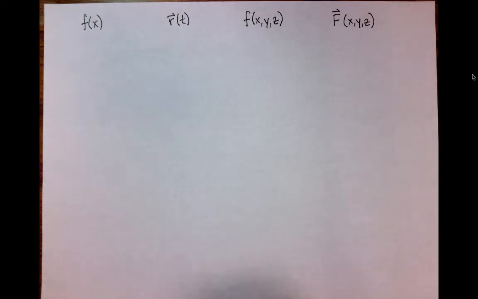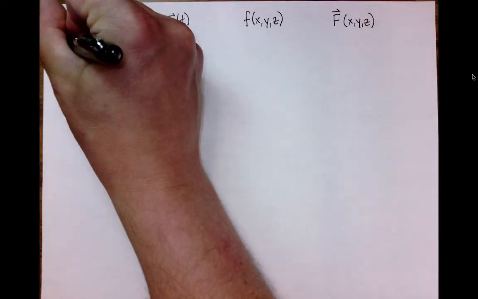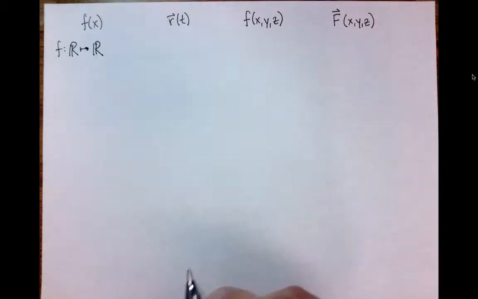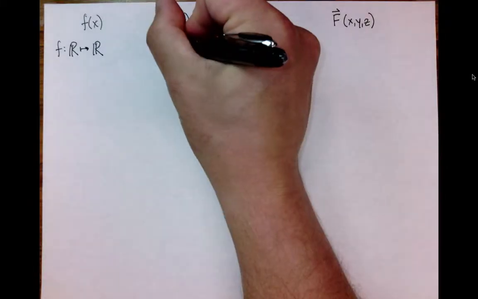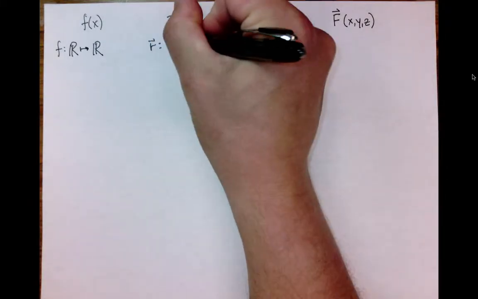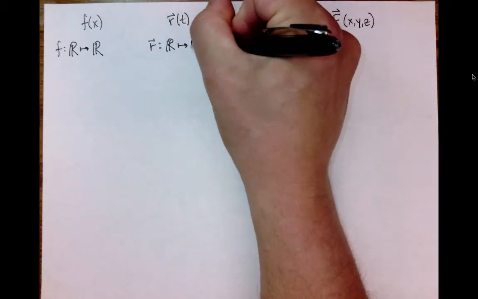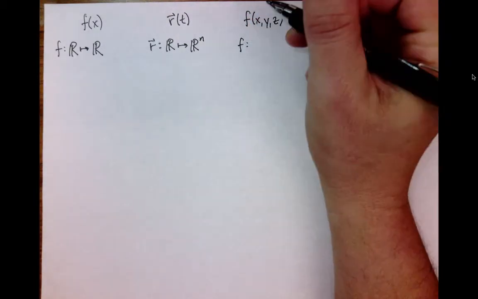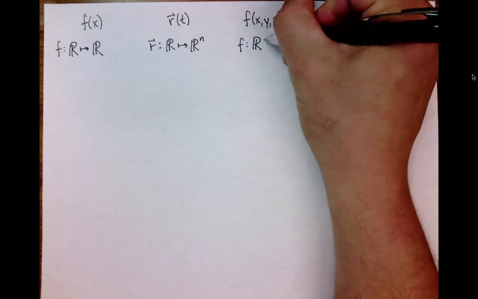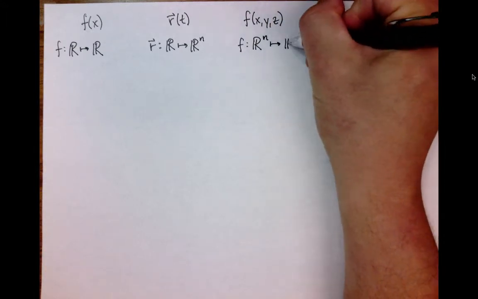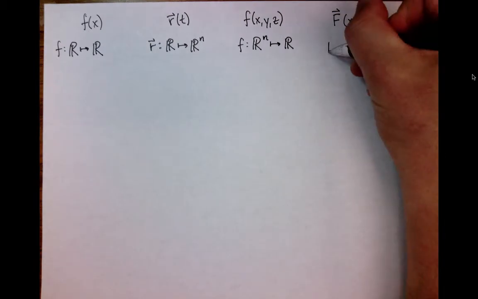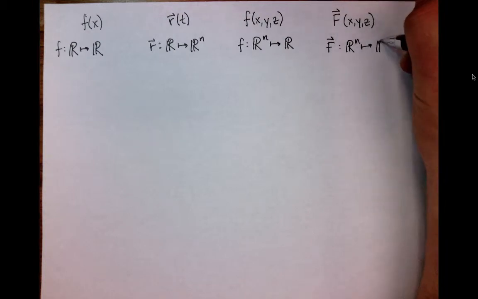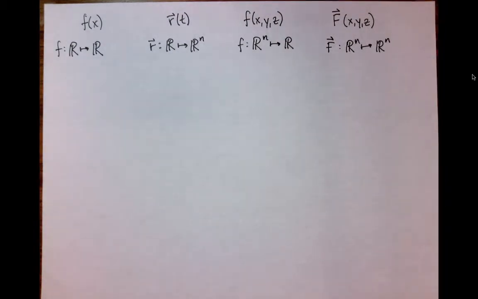Just a quick note on how mathematicians sometimes write these things. So in this case, we would say f is a function that maps the real numbers to real numbers. Here we could say that r is a function that maps real numbers to points in n-dimensional space. This f is a function that maps n-dimensional points to real values. And then the vector field maps n dimensions to n dimensions. So you might see that kind of notation sometimes in advanced references.